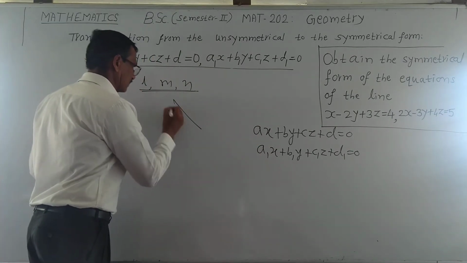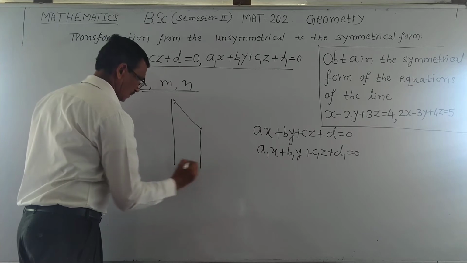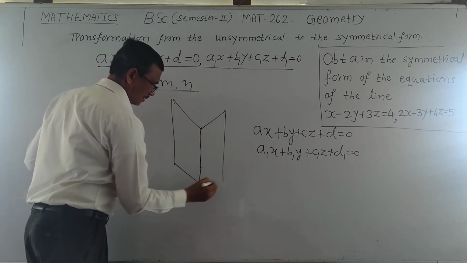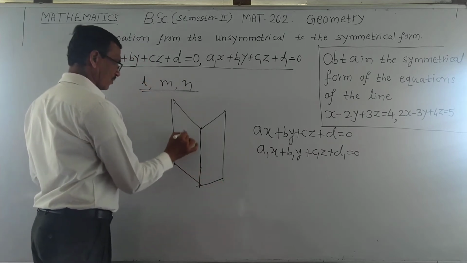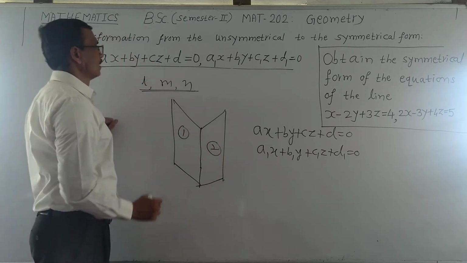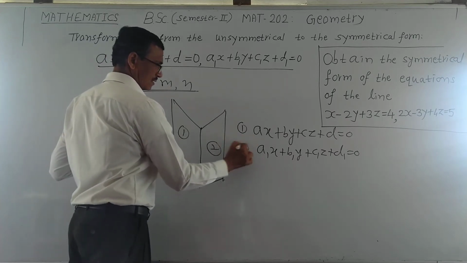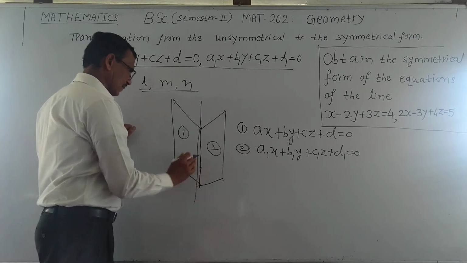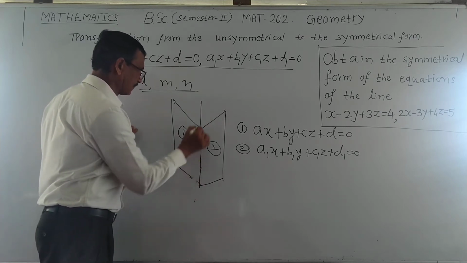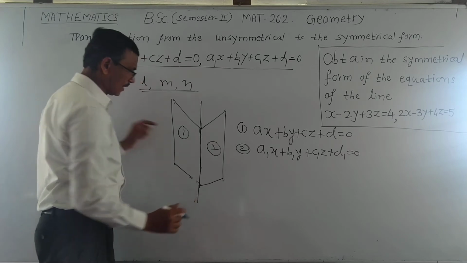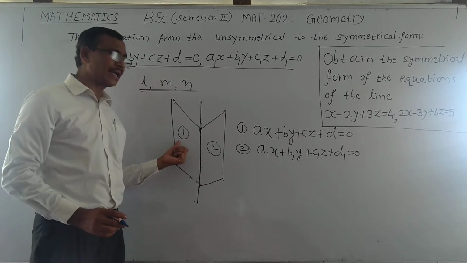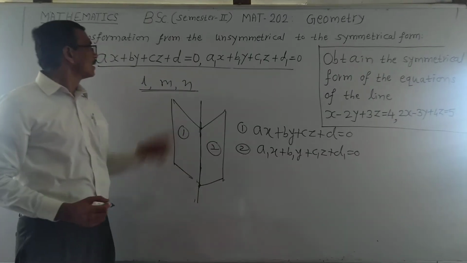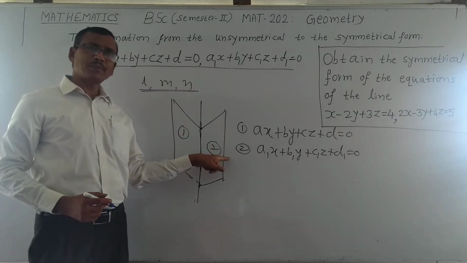For example, this is one plane and this is the other plane. This is the first plane, this is the second plane. The intersection of these two planes is a line, this line. And you can observe that this line lies in both the planes. Is it clear?